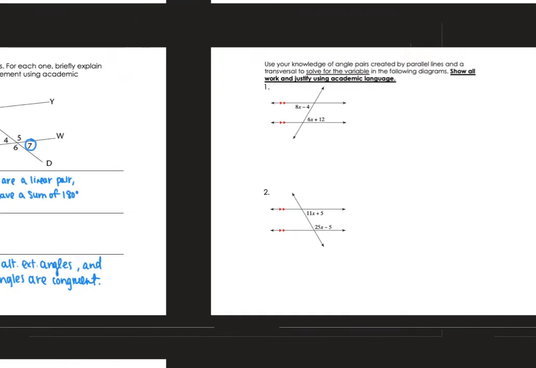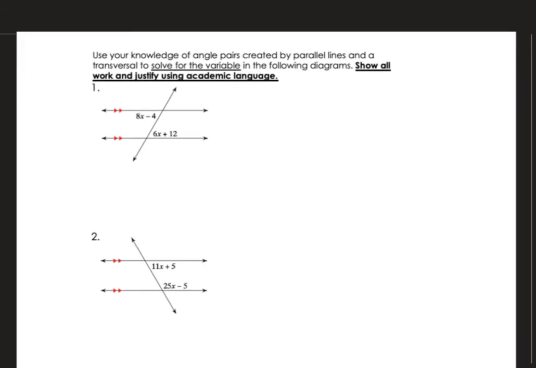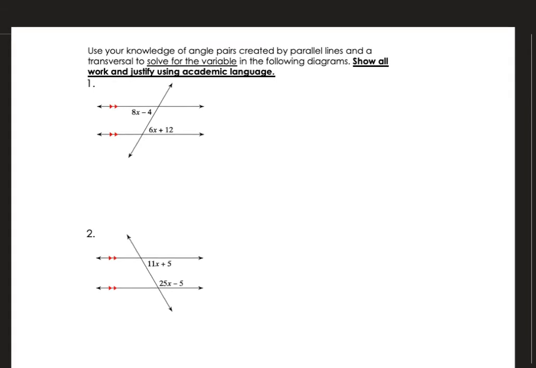All right, so now looking at a couple example problems. So number 1, we're going to use our knowledge of angle pairs created by parallel lines and transversals to solve for the variable in the following diagrams. We're going to show our work and justify using academic language. So first thing we need to do is identify what type of angle pair. These are both on the inside, which means they are interior, and they are on opposite sides of the transversal. So these are alternate interior angles, which means that they are congruent or equal.